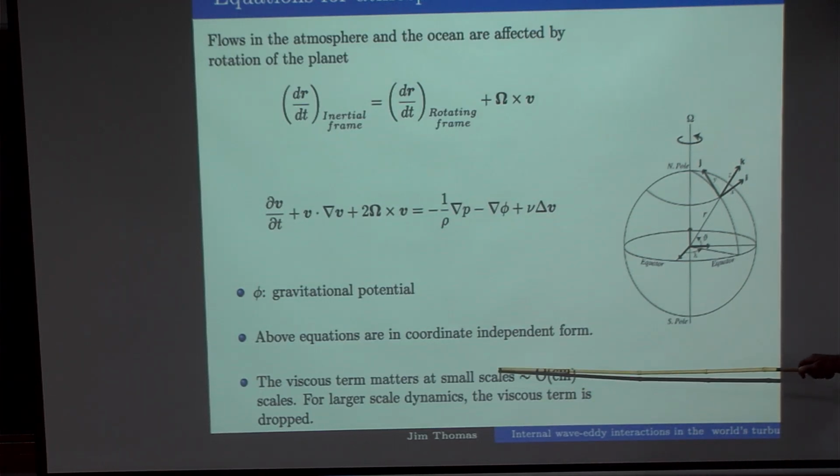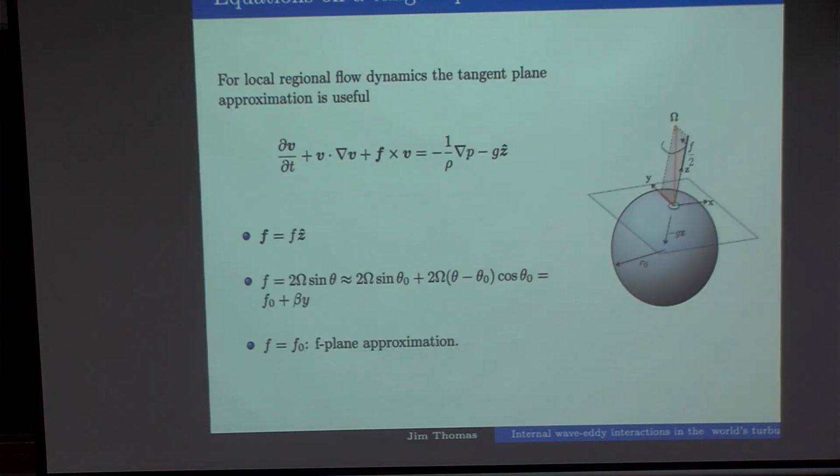And this is written in a coordinate independent form. So this is the picture you should have: we are on a rotating planet, and these motions feel the effect of rotation. So that's the Coriolis term. Now an approximation people make is what is called a tangent plane. The previous equations were written for the entire sphere. We are assuming the planet is a sphere and we are somewhere on it.